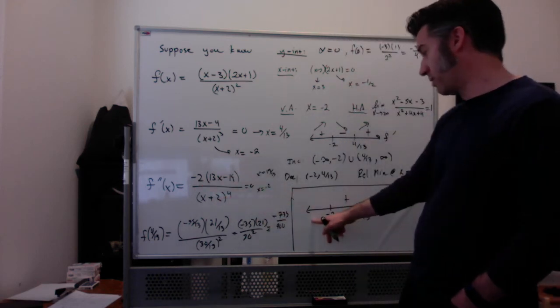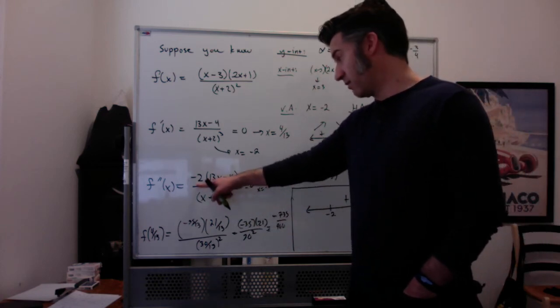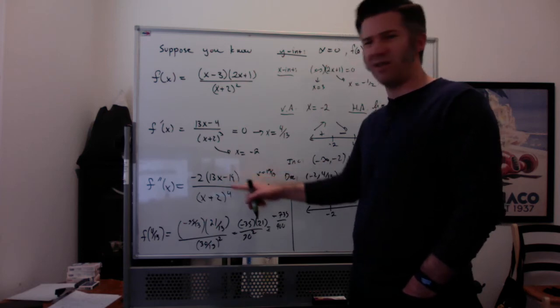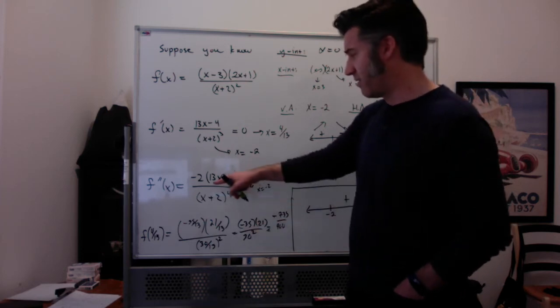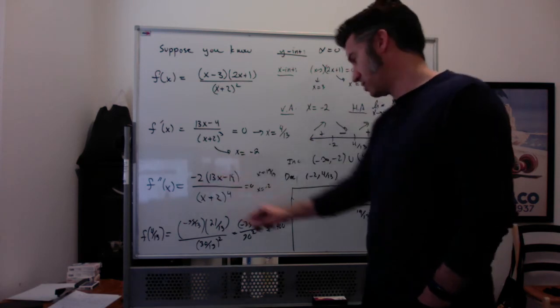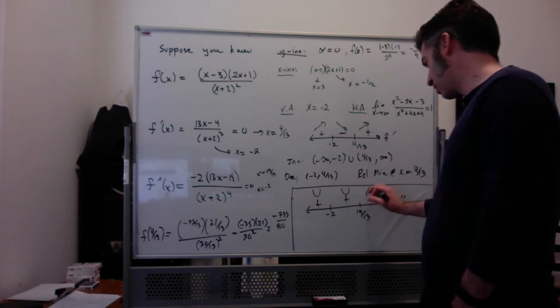And then finally over here, pick something like -5. The bottom is still always positive, and then -2 times, let's see, -65 minus 19 is, again, actually pick -10, that's easier. -130 minus 19 is negative, times -2 is positive, and the bottom's always positive, so it's positive here. So it's concave up, concave up, concave down.